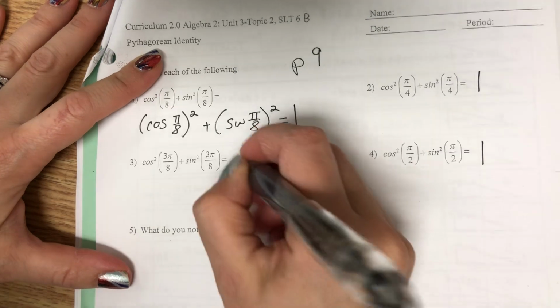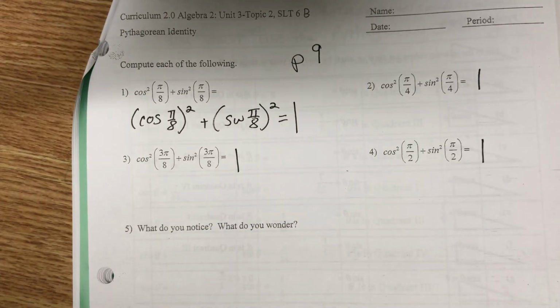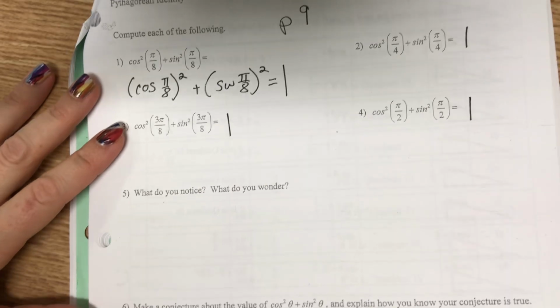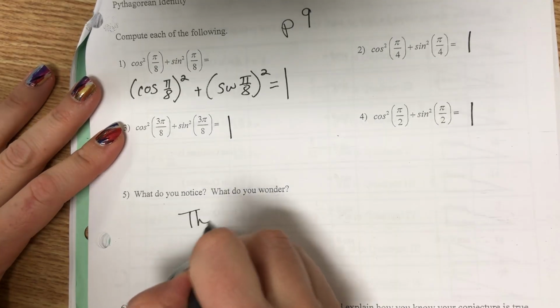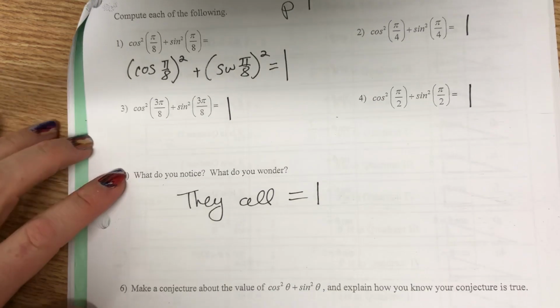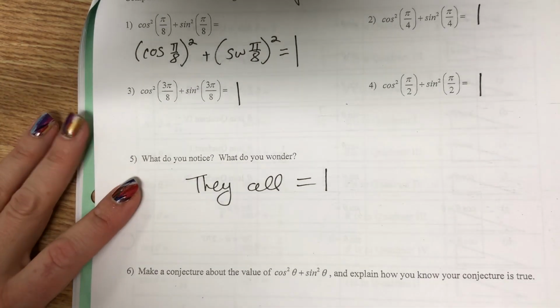For every single answer, you should have received the value of 1. Okay, number 5 says, what do you notice? Or what do you wonder? Not what do you number. They're all 1. But why is that? Let's see why.